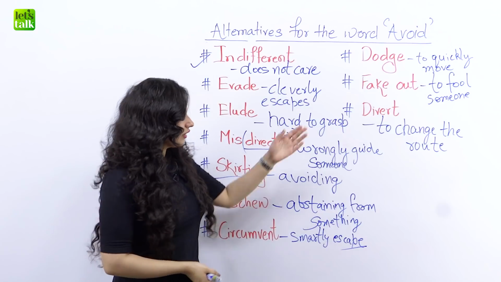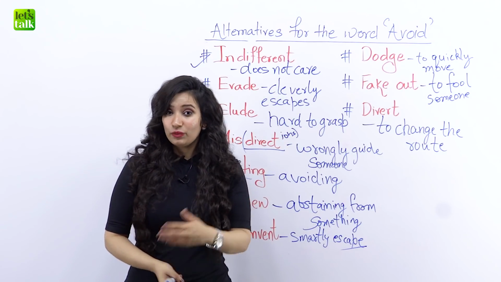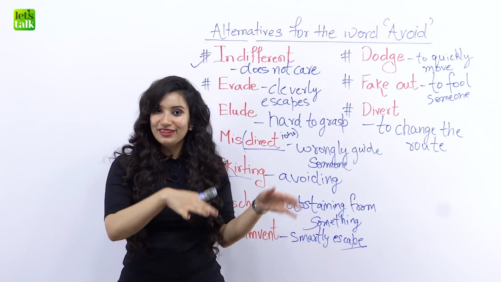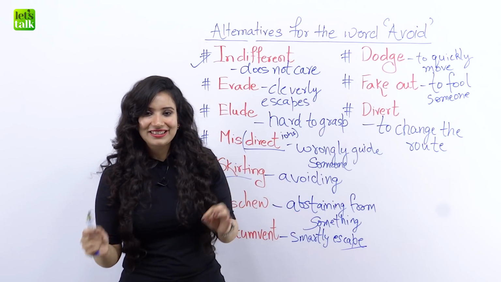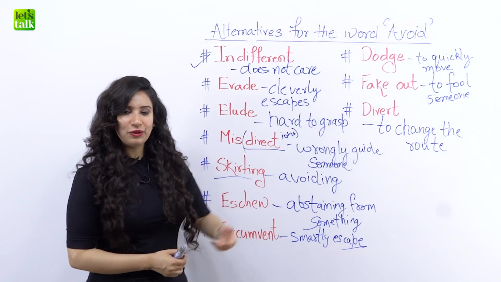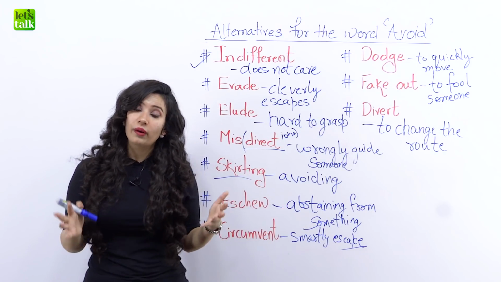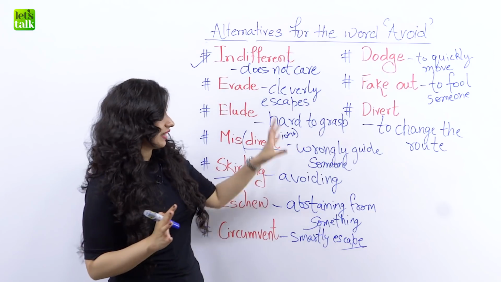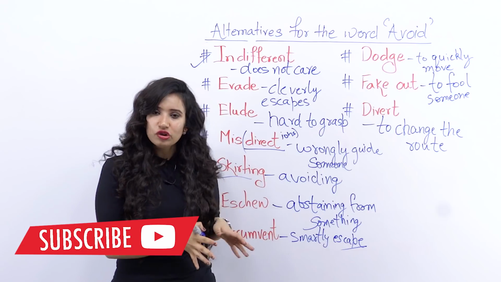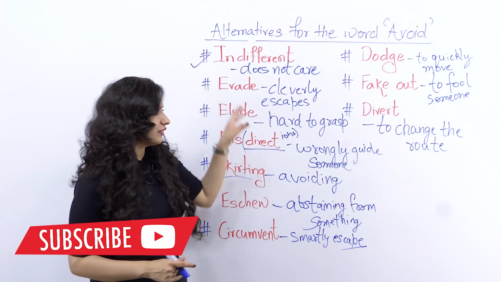All right, so diverting could be used in the sentence when you can say that the police diverted the traffic so that the accident block could be handled. So this is how you can use all these words to talk about avoiding, which means that you can use them all in different situations at different places, and these are verbs.